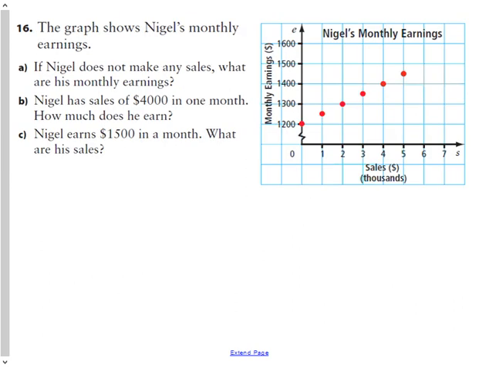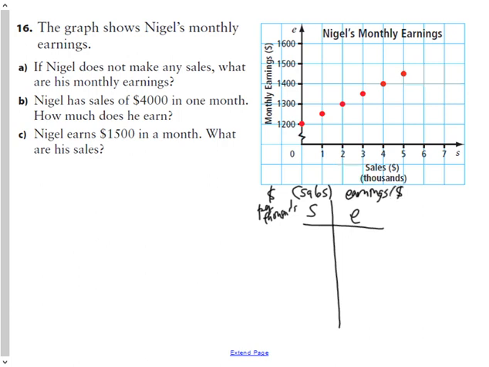And finally, our last question that we're going to do. The graph shows Nigel's monthly earnings. Is this our last question, by the way, on our sheet? It is. If Nigel does not make any sales, what are his monthly earnings? Well, I'm assuming he makes no money, but what we have to do is figure out what is the equation for his salary. So we're going to make a table of values to start. S represents sales in money per thousand. So it's in thousands. And this is going to be our earnings in dollars.